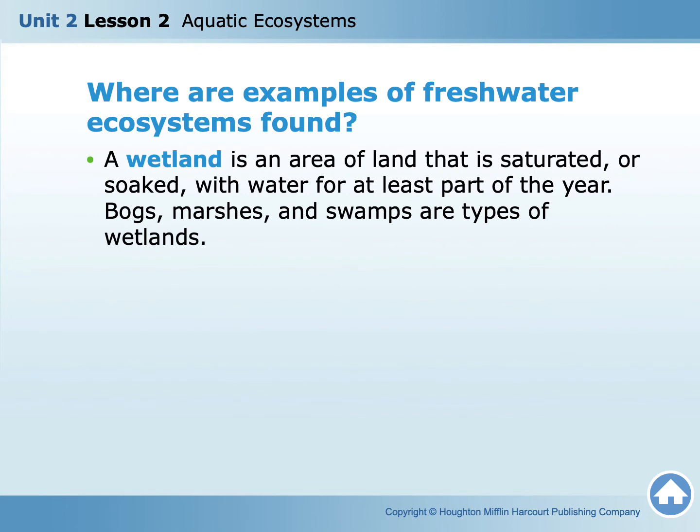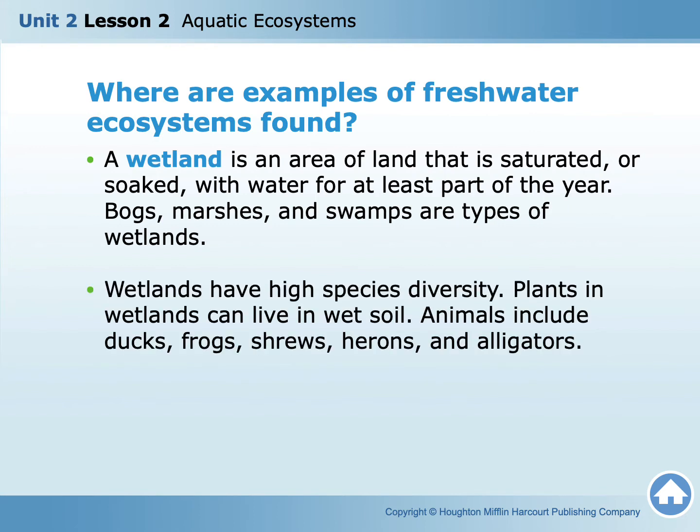So another one is a wetland. It's saturated or soaked with water for a good chunk of the year. Bogs, marshes, and swamps. They could have very unique animals that live in these areas: alligators, shrews, herons, ducks, frogs. They live in that very wet soil. A lot of the biggest wetland areas, like I said before, are going to be down south around Florida, in the southeast part of the United States of America.